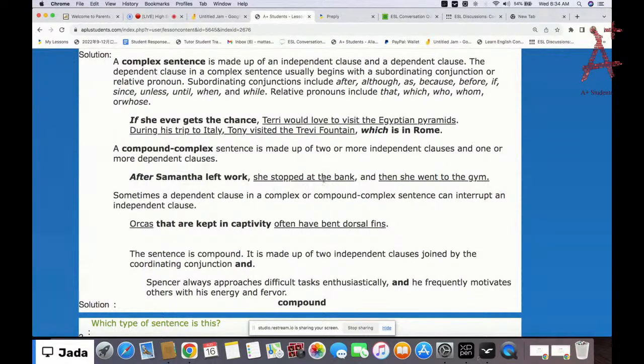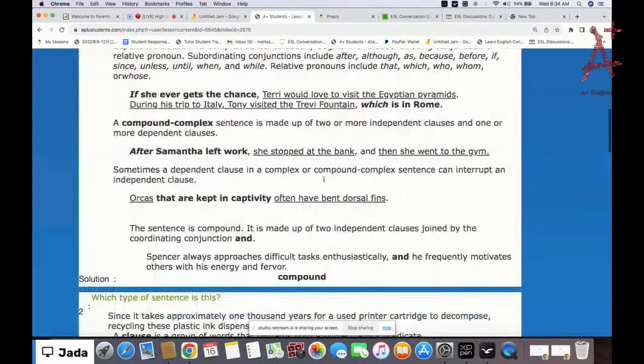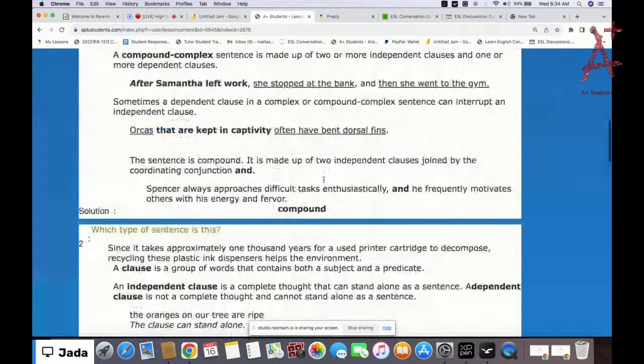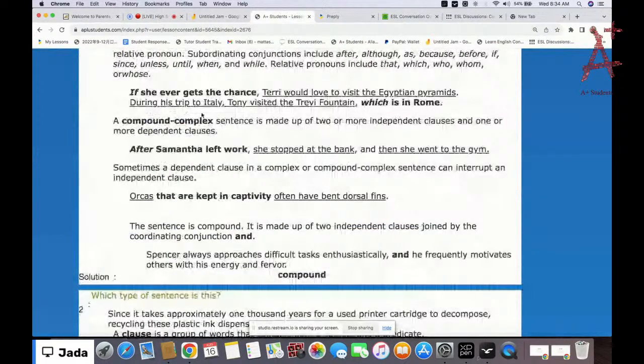Orcas that are kept in captivity often have bent dorsal fins. So I hope that you really do get this, because a compound complex could get a little bit confusing, but you need to note that a compound complex sentence is made up of two or more independent clauses and one or more dependent clauses.